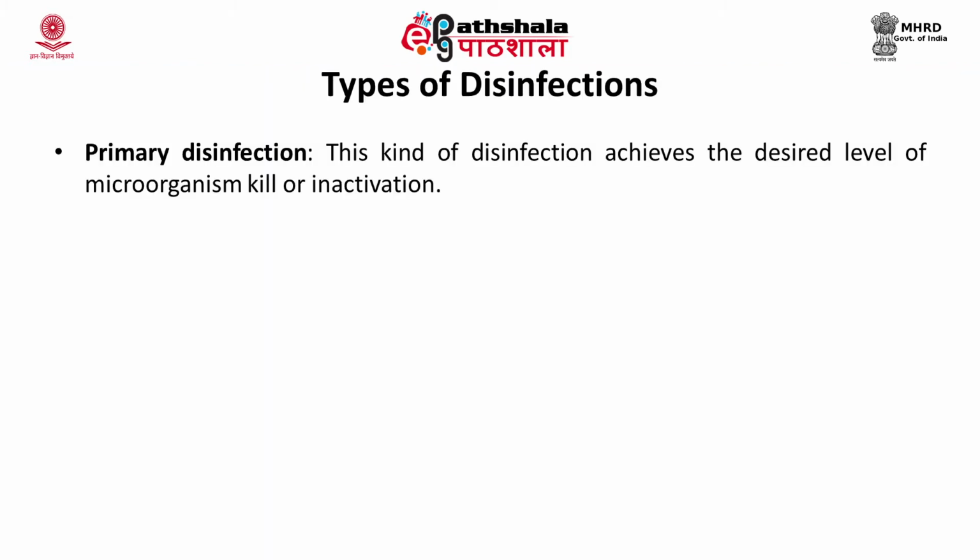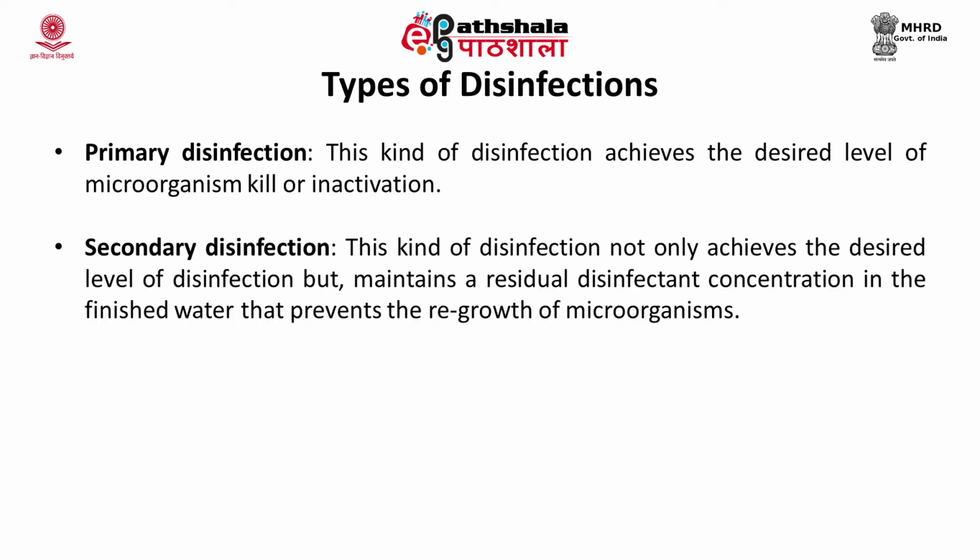There are two kinds of disinfection, primary disinfection and secondary disinfection. So, let us study them one by one. Primary disinfection achieves the desired level of microorganism kill or inactivation, while secondary disinfection not only achieves the desired level of disinfection, but also maintains a residual disinfectant concentration in the finished water which prevents the regrowth of the microorganisms.